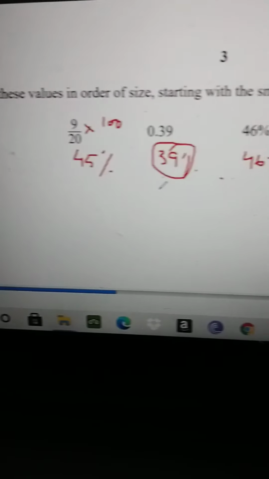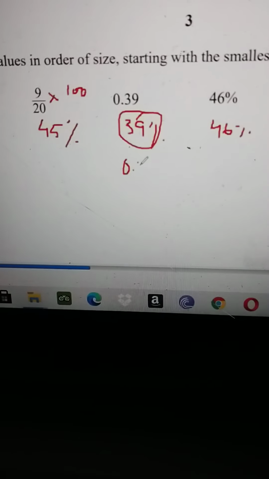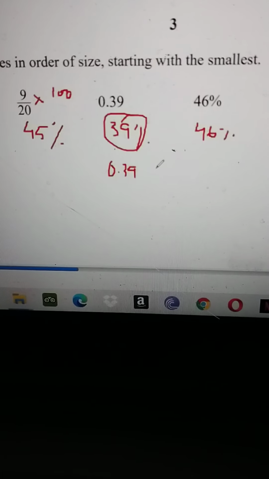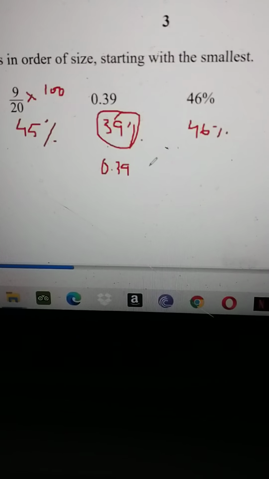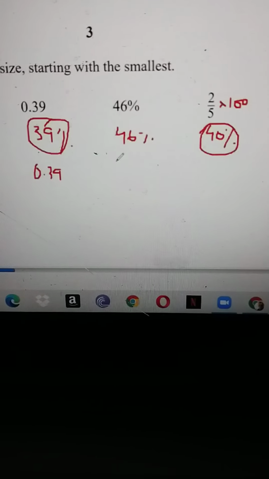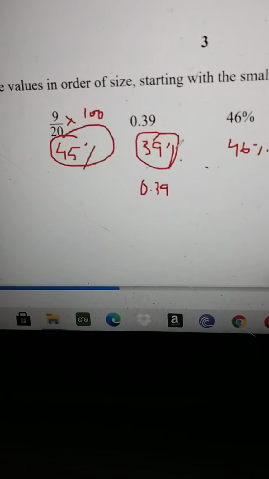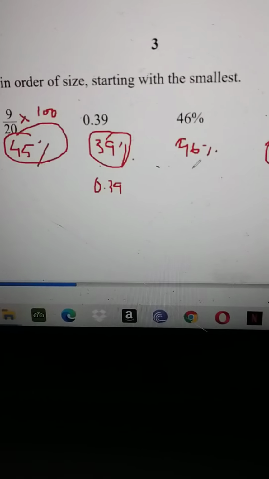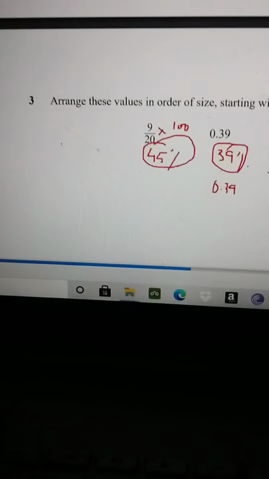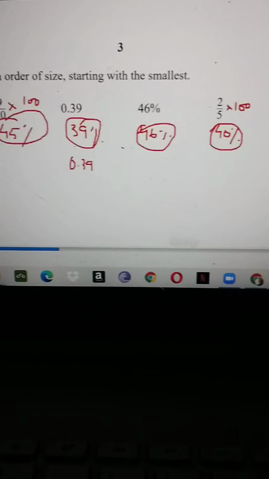39%, so we have to write its original value, that is 0.39. The second smallest value after that is 40%, so you write 2 upon 5. Then 45%, you write 9 upon 20. And the last one will be 46%. So you have to write down the original forms of these values in the answer.